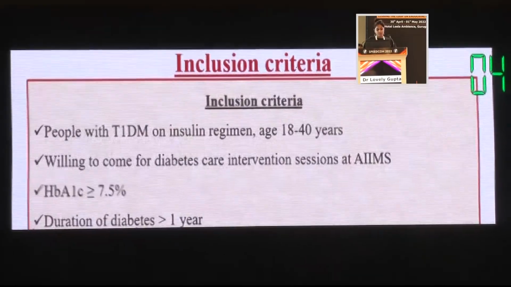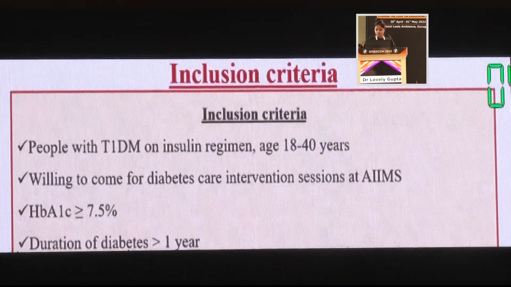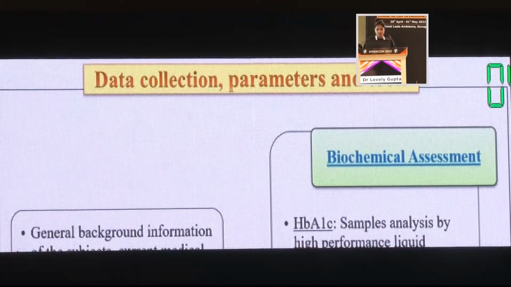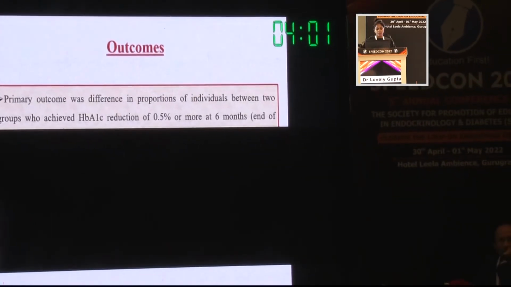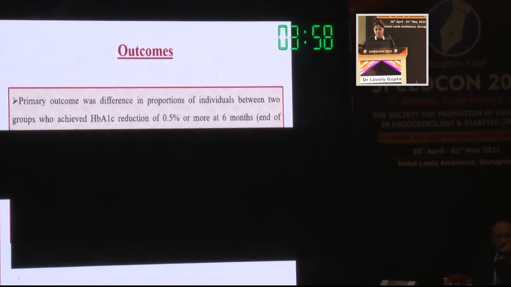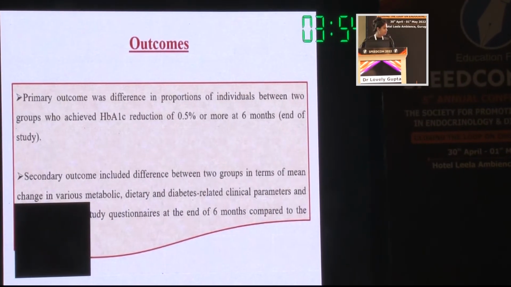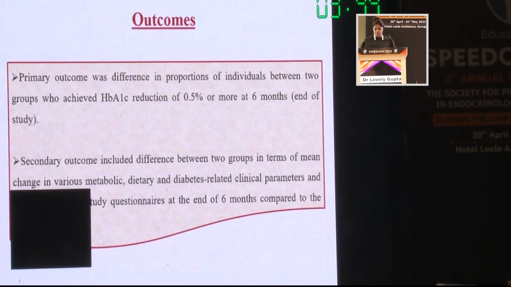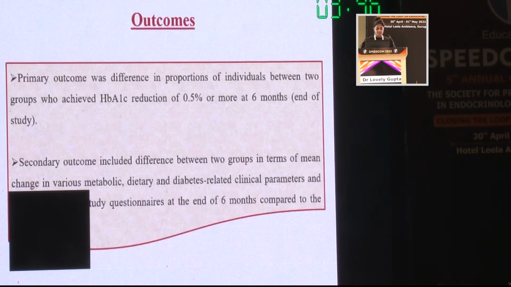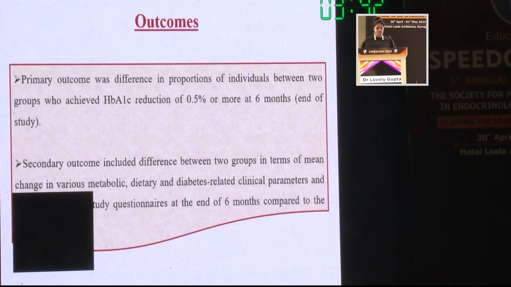Inclusion criteria had people with type 1 diabetes, adult age group 18 to 40 years, and HbA1c of more than 7.5%. Data was collected using standardized questionnaires and tools. Primary outcome was the difference in proportions of individuals between two groups who achieved HbA1c reduction of 0.5% or more at 6 months, that is the end of the study. Secondary outcomes included difference between two groups in terms of mean change in various metabolic, dietary, diabetes-related clinical parameters and scores of various questionnaires.